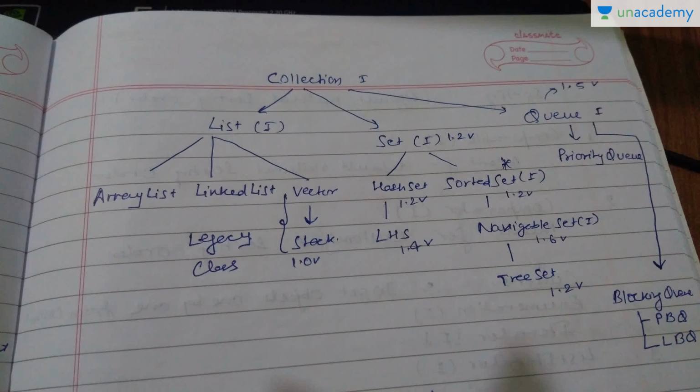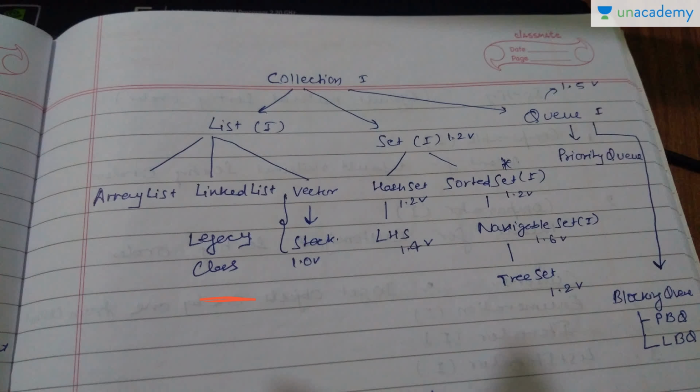We'll go through them one by one. In this diagram, wherever I is written, it's an interface, and wherever we have not mentioned anything, that means it is a class. We can see that there is a legacy class written. So what is a legacy class? Legacy classes are those that come from the very first version of Java. When Java came, these classes were already present.